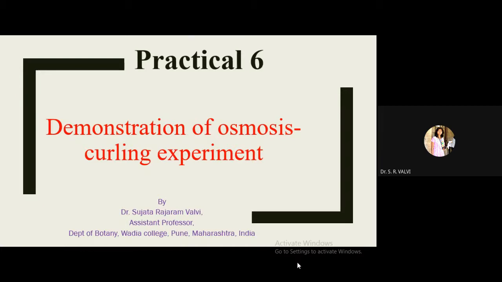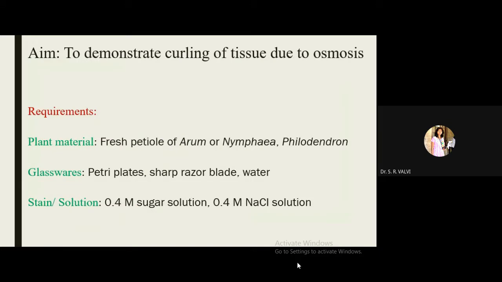Hello students and viewers. Today I am going to explain the demonstration of the osmosis practical, particularly the curling experiment. Also, what exactly the plant material we require, which different solutions and chemicals are required for this experiment, and what exactly this osmosis is. So our aim of this practical is to demonstrate curling of tissue due to osmosis.